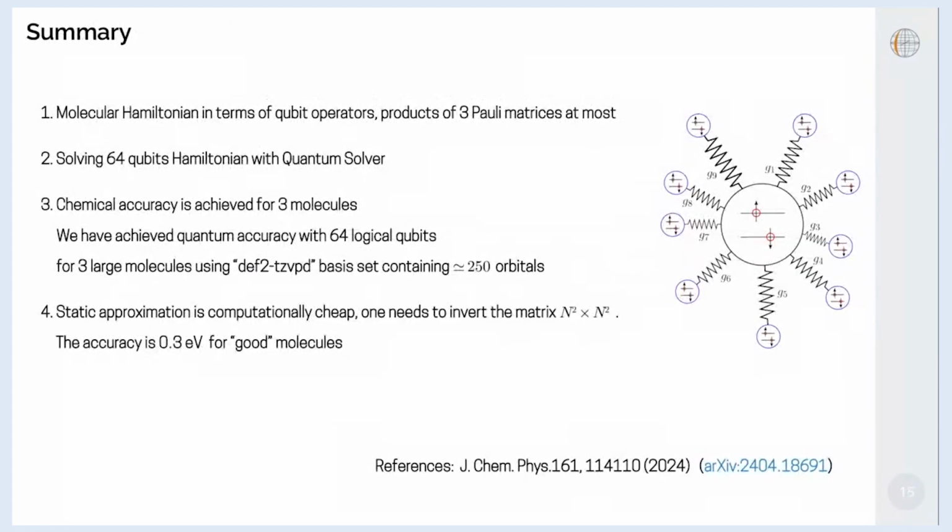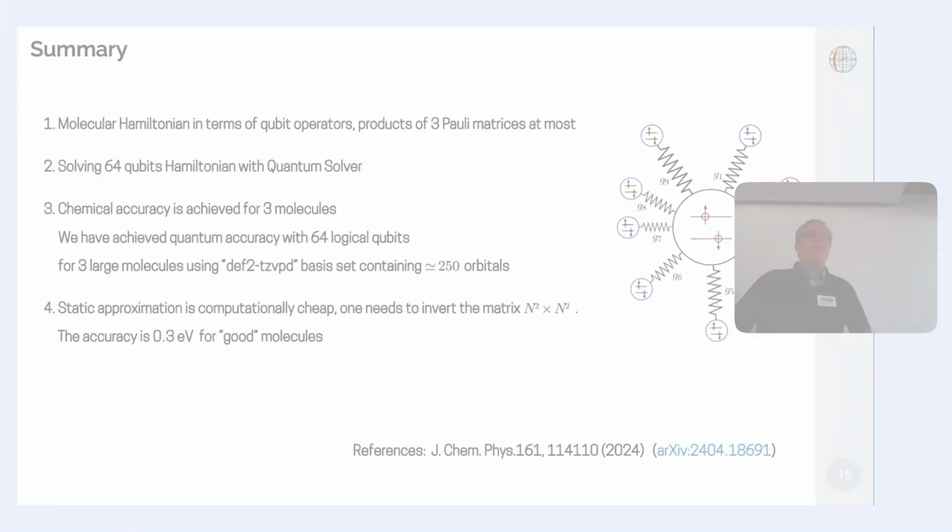Well, so basically it's my summary. We developed this system bus model for quantum chemistry, and it provides chemical accuracy for some molecules, not for all, of course, because it's approximate. And also, let's say, it can be convenient for quantum computing. And this static approximation is a cheap computation. So basically, one needs to invert an n squared by n squared matrix, where n is the number of orbitals in the chosen basis set. So at this point, I finish.